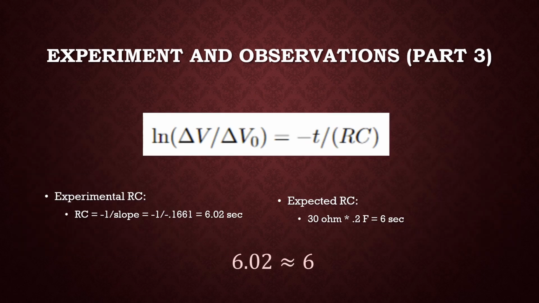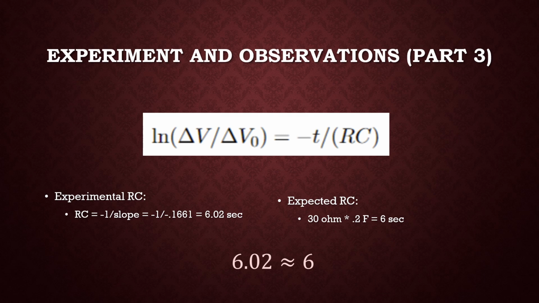Our experimental RC is 6.02 seconds, while the expected RC is 6 seconds, found by multiplying the resistance of the bulb by the capacitance of the capacitor. Our two numbers are very similar, which leads us to conclude that our experimental method is pretty accurate.